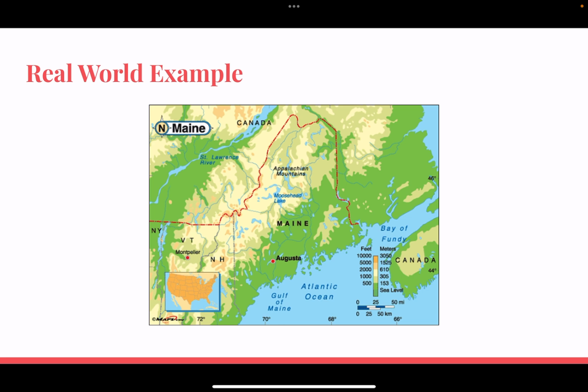One of the reasons that we were interested in this topic was its real-world applications. Here's one example of a topographical map of Maine, and you can see the highest and lowest points of the state, which are indicated by the colors. The highest point will be like the orangish colors around the western border, and the lowest points are obviously closest to the sea, at sea level.